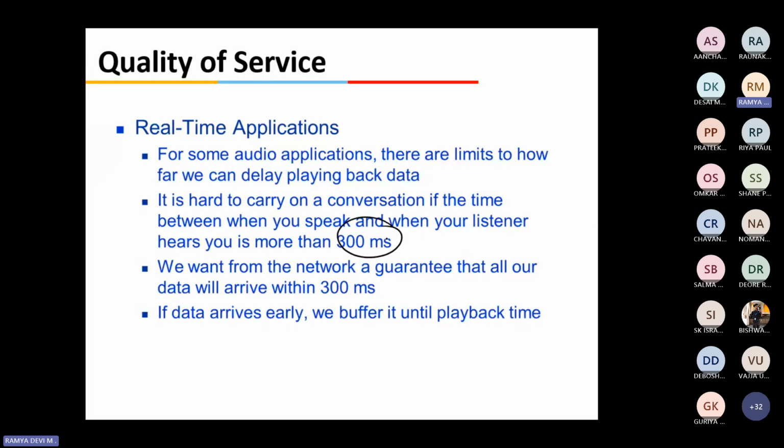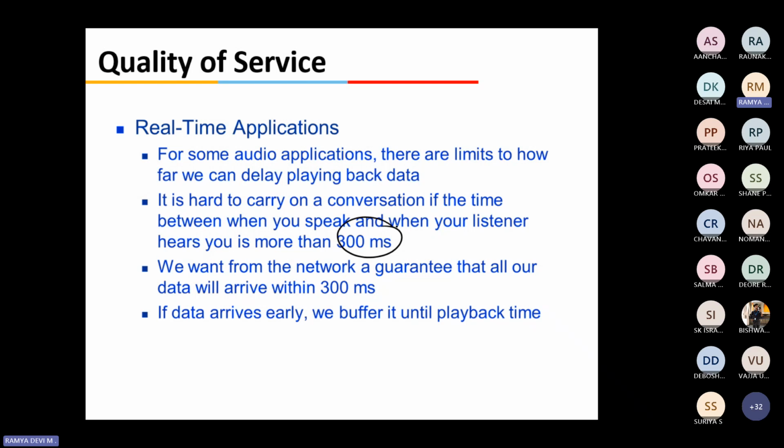So this threshold, 300 milliseconds, you have to consider as an upper limit for acceptable delay in real-time communication. For smooth communication, we have to guarantee from the network that all the audio packets will arrive within a 300 millisecond window. If the packet takes longer, a gap can be noticed. So this has to be properly handled.